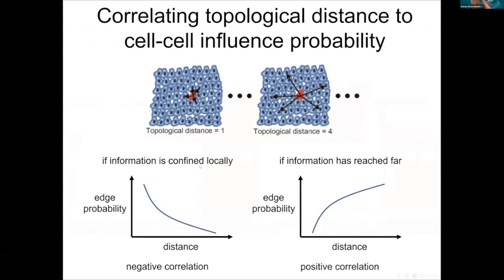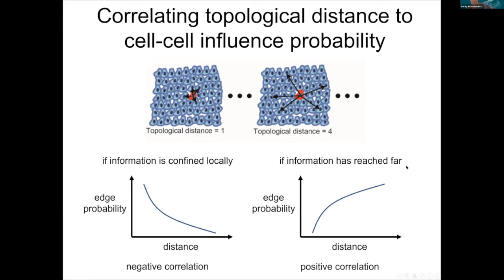In the left case, if information is confined locally, then you would expect the edge probability, or the influence probability, between cell pairs to decrease at a longer distance, right? Because the information is probably still confined locally, so faraway cells won't sense the influence of each other. So you will see a negative correlation between edge probability and distance.